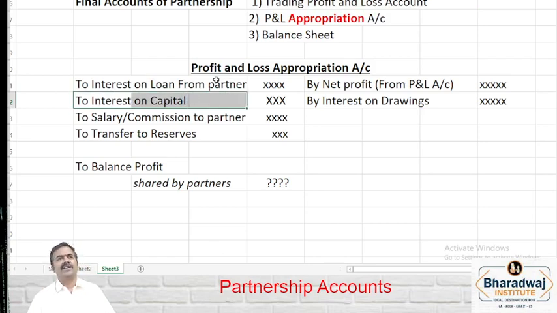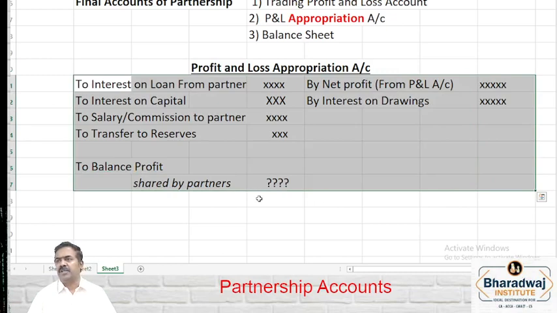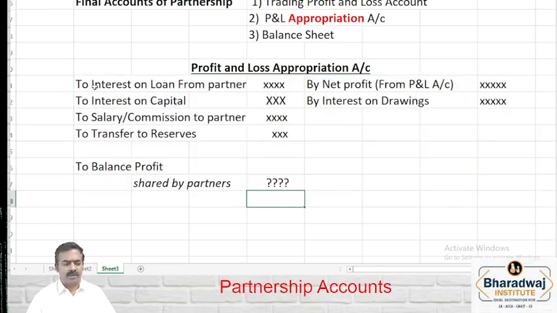Then what about interest on loan taken from a partner's wife or husband? If a partner's wife or husband has given a loan, where will that come? Interest we are paying, so P&L account. If the loan is given by the partner, and we pay interest for that, it will come in which account? P&L appropriation account. So only partner related items will come in the P&L appropriation account. Take it.